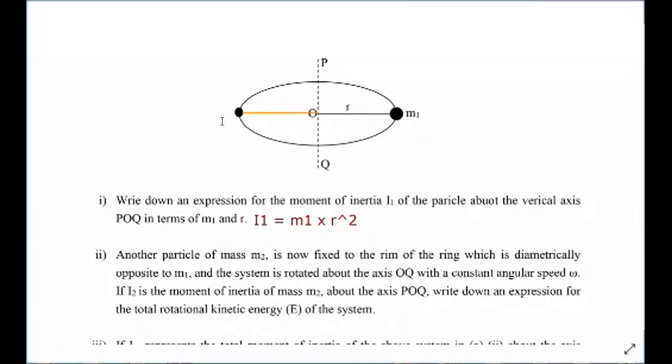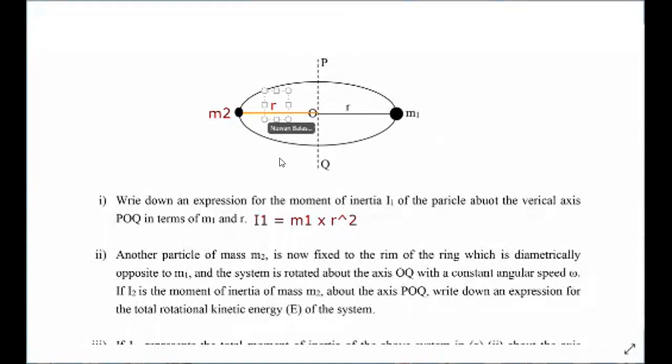So what is the mass of this particle? M2. What is the radius? It is the same ring, therefore the radius is R. And the system is rotated about OQ. This is O, this is Q. You can imagine that a nail is going through the center of the wheel and the rim is rotating like this. When the rim is rotating, the particles are also rotated. So this is the second particle, M1. The radius of the ring remains unchanged as R.